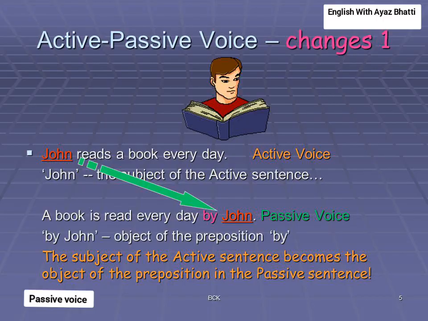Active passive voice, changes 1. John reads a book every day. Active voice. John, the subject of the active sentence. A book is read every day by John. Passive voice. By John, object of the preposition by. The subject of the active sentence becomes the object of the preposition in the passive sentence.